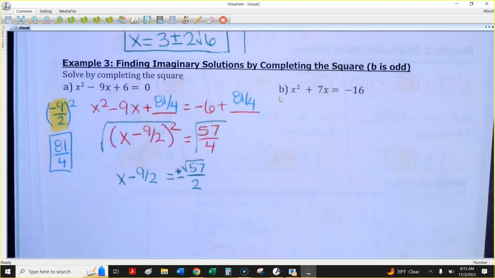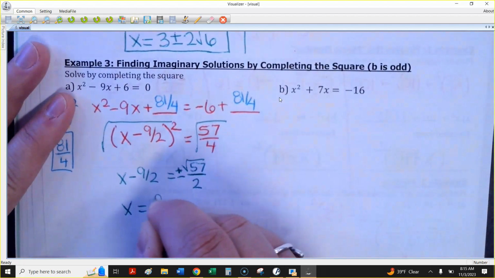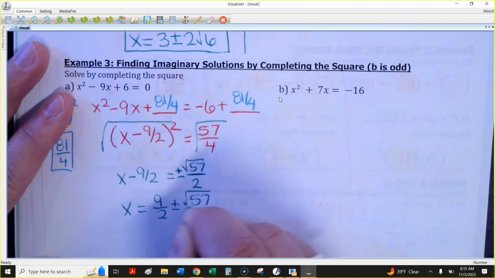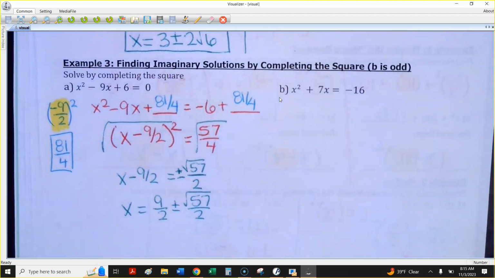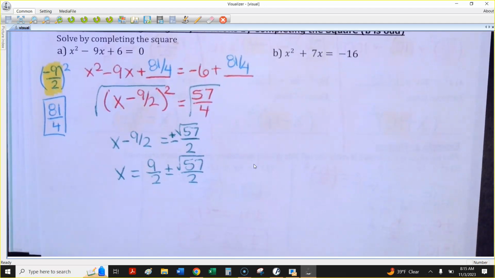So I'm going to move this by adding it, right? So we're going to have 9 over 2 plus or minus square root of 57 over 2. Can I add those fractions together? You can't add 9 and square root of 57, but they do have a common denominator, so that's the one nice thing about this.